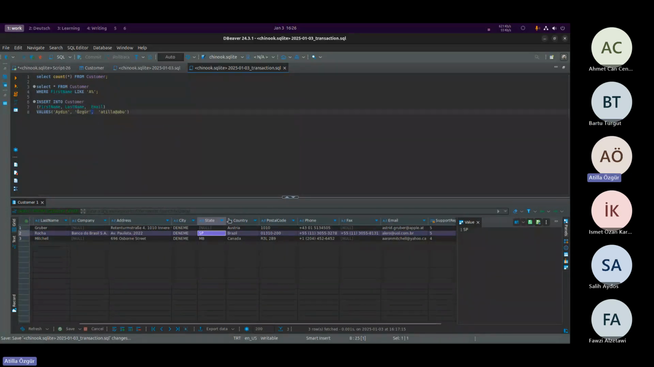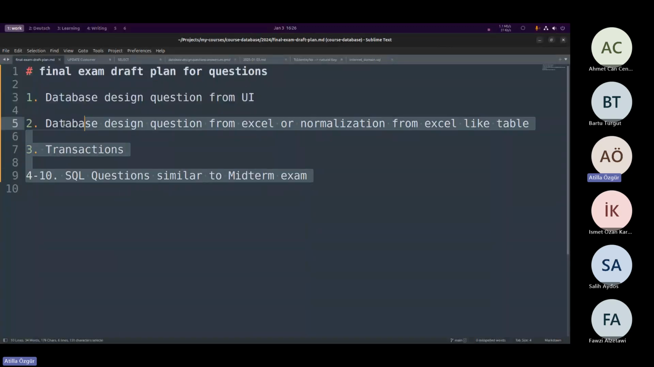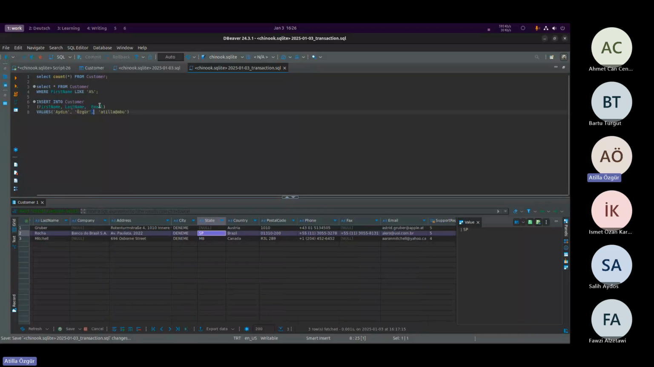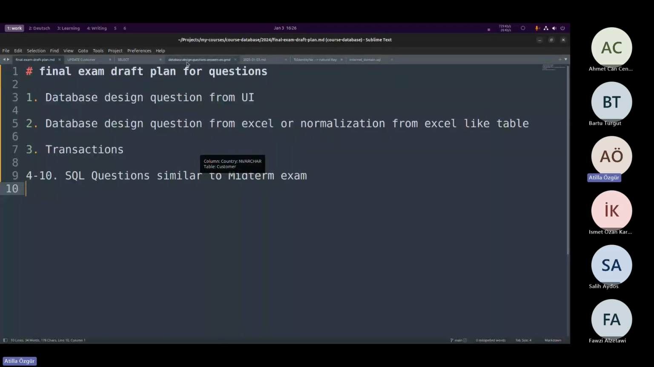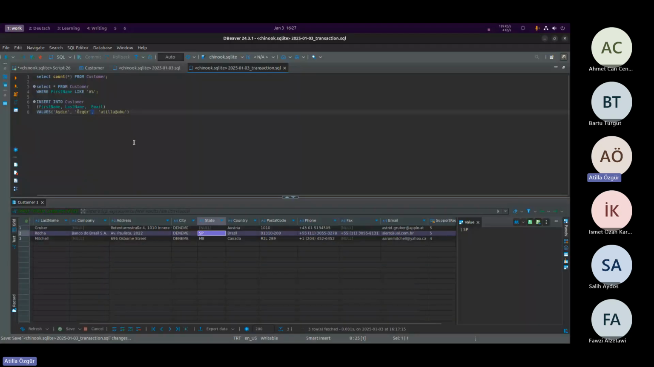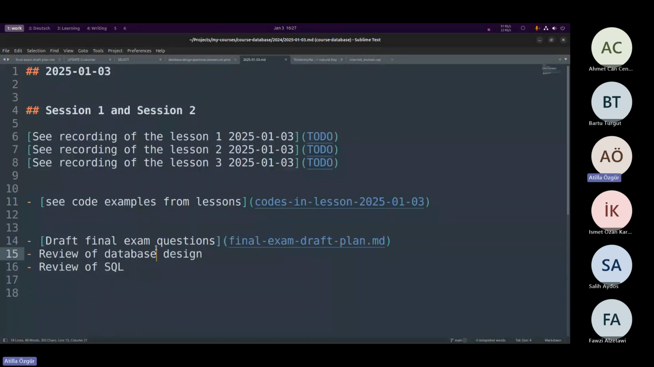I will not be giving example questions. This is what I will be giving to you. These examples I did, I will be putting like the others. If you may remember this code example from lessons, you will see these code examples, and I will be putting them on the GitHub website. You can see these examples I did today, but I will not be putting anything more. This draft final exam questions you can also see on the website.